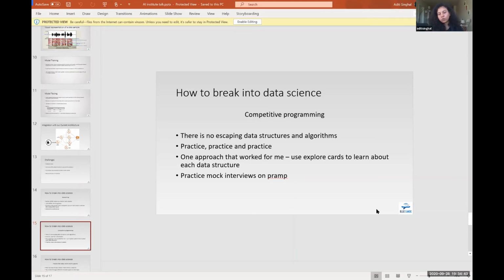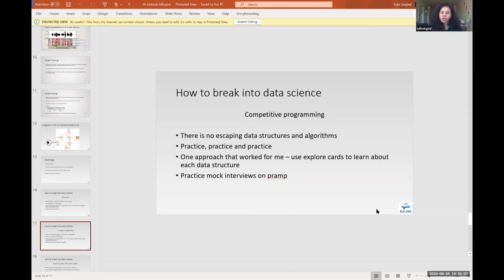One approach that worked for me was that in LeetCode, you have Explore cards explaining each data structure, and there are some questions around that data structure. There's an Explore card for arrays, then strings, then graphs, trees. That helped me structure my learning because I wasn't aware of these data structures before I came here. So do that.